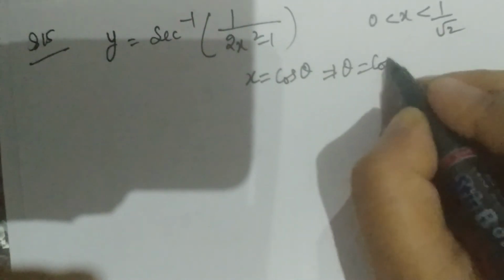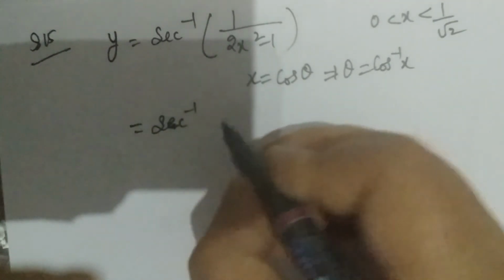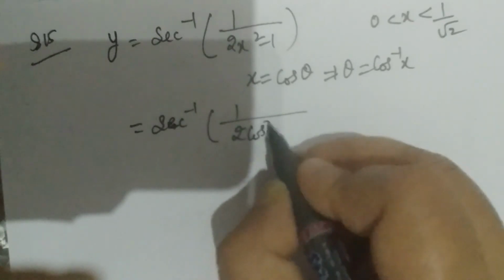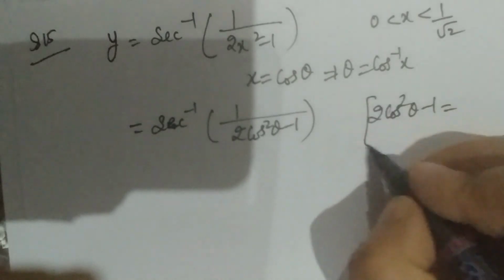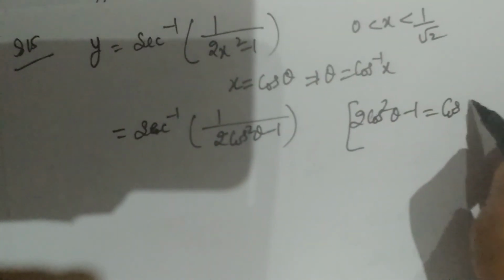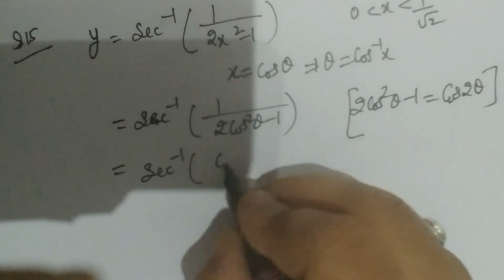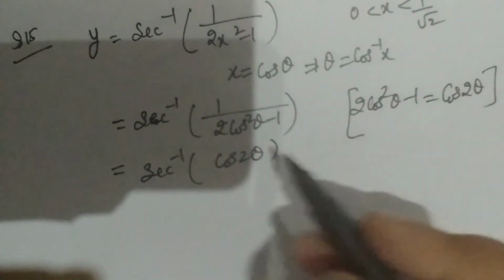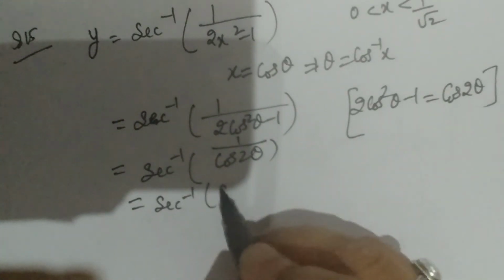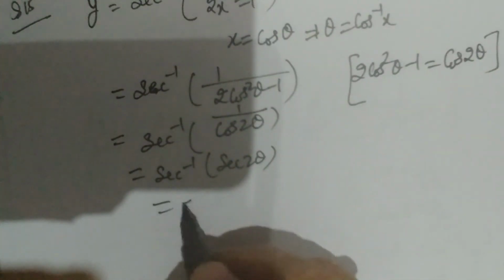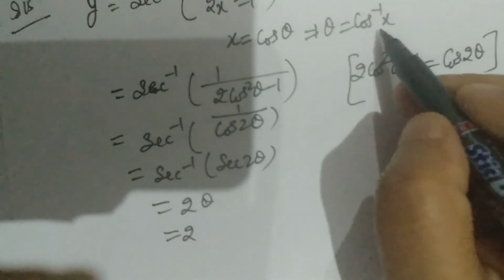So theta is cos inverse x. So what will I get? Secant inverse of 1 upon 2 cos square theta minus 1. What is 2 cos square theta minus 1? It is cos 2 theta. So I'll get secant inverse of 1 upon cos 2 theta. So it becomes secant inverse of secant 2 theta, and I'll get 2 theta, which is 2 cos inverse x.